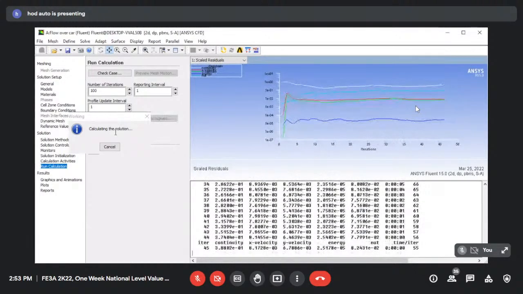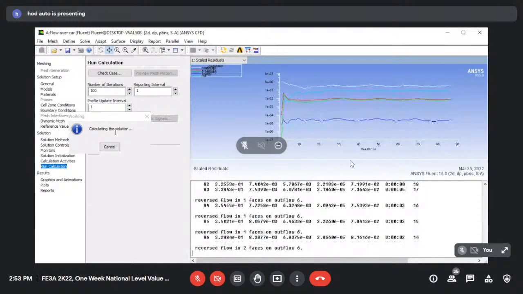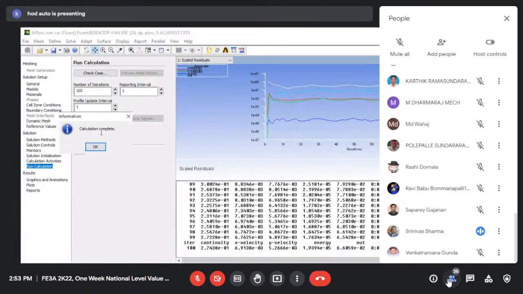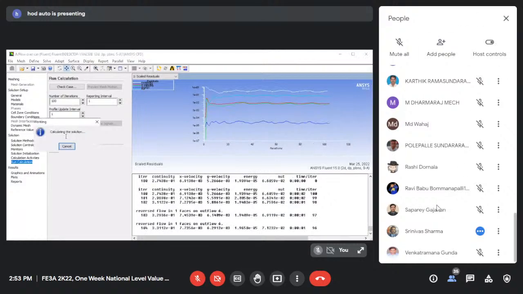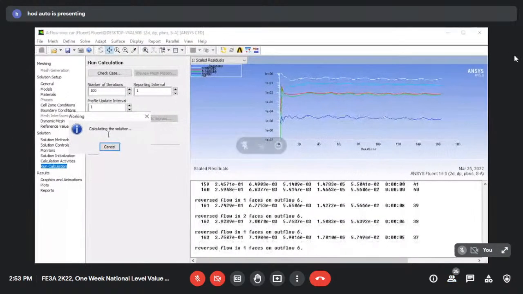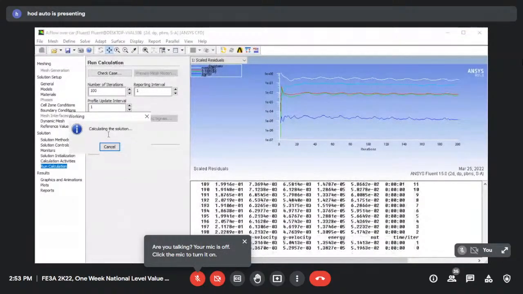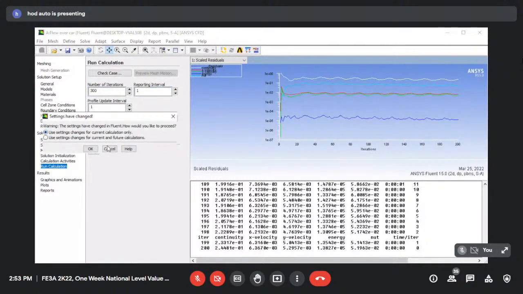I can see all that, dancing lines. Those who are with fluid dynamics understand that you have continuity, x velocity, y component velocities, energy. So again I'll ask to run for this. A reverse flow. Reverse flow is always an issue. Okay, I'll give somewhere around 300 calculations.